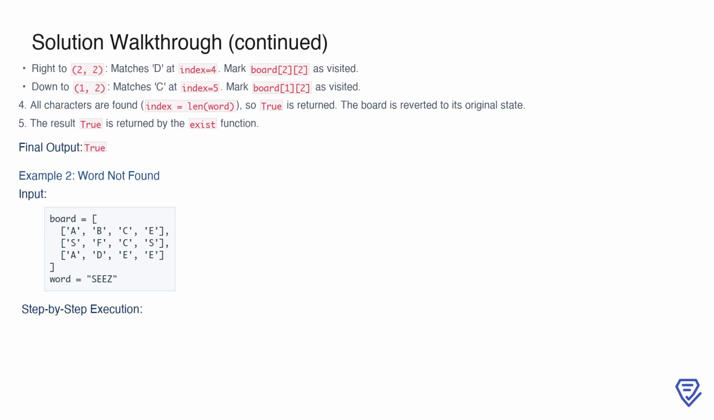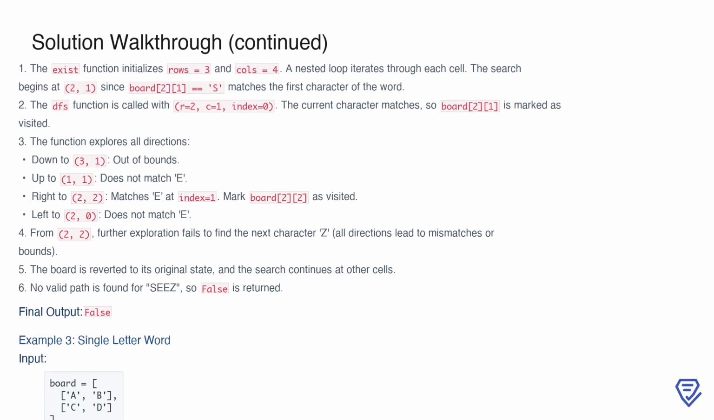Now, let's look at another example where the word is not found. Here, the board remains the same, but the word is SEZ. In this second example, the exist function again initializes the board dimensions and begins searching for the word. The first match is found at 2, 1, where the cell contains S, the first letter of SEZ. The DFS function is called with r equals 2, c equals 1, index equals 0, and successfully matches the first character. The cell is marked as visited.